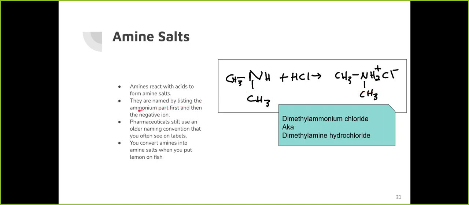They are named by listing the ammonium part first and then the negative ion. So this would be called dimethylammonium chloride. You've got the two methyls there, so this is dimethylammonium and then chloride for your negative ion. Pharmaceuticals will still use older naming conventions that you often see on labels. Again, I'm not going to test you on that, but I want you to be aware of it. A common name you often see for this is dimethylamine hydrochloride.